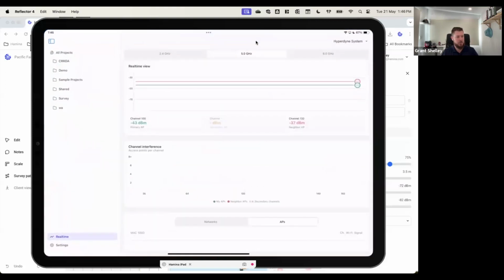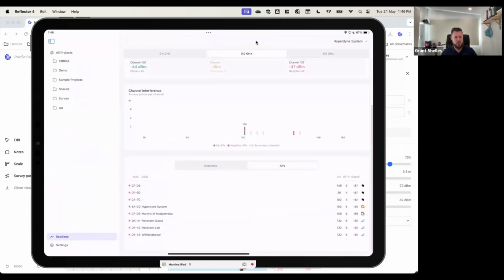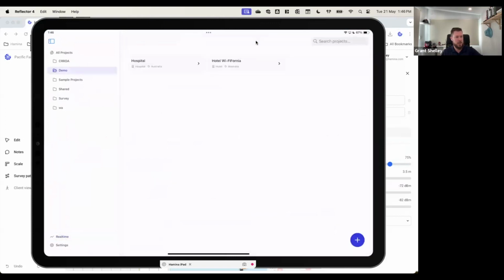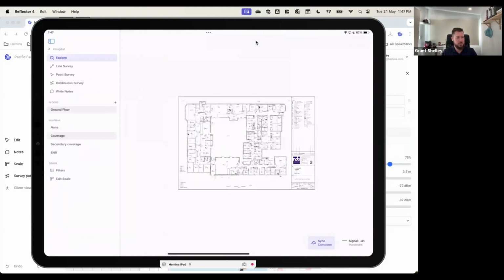If we jump back to the other app here, like I said before, we've got a real-time view, which looks a little bit boring in my work environment, but you can sort of see we've got some Aruba, Juniper, and Google networks in the environment. I can go back into demo here. I can go back into the hospital environment.